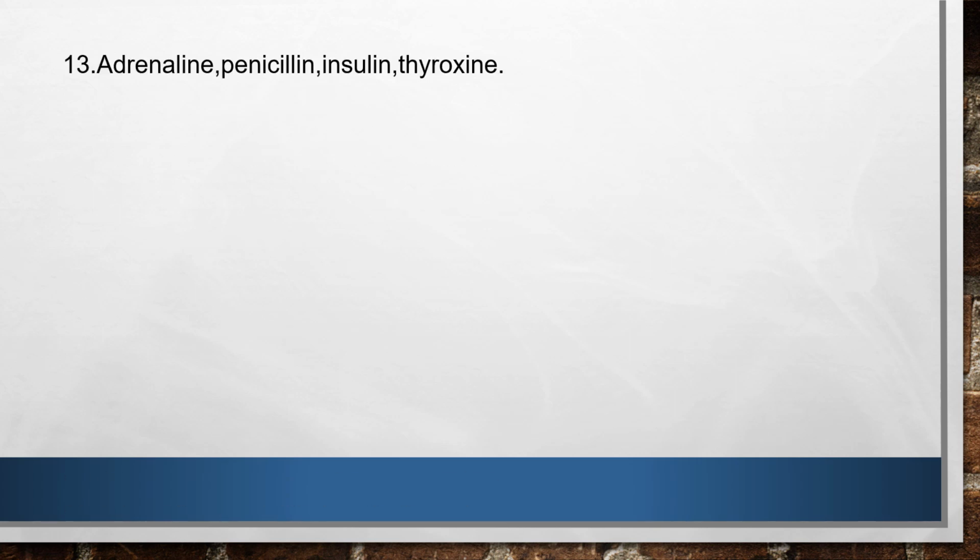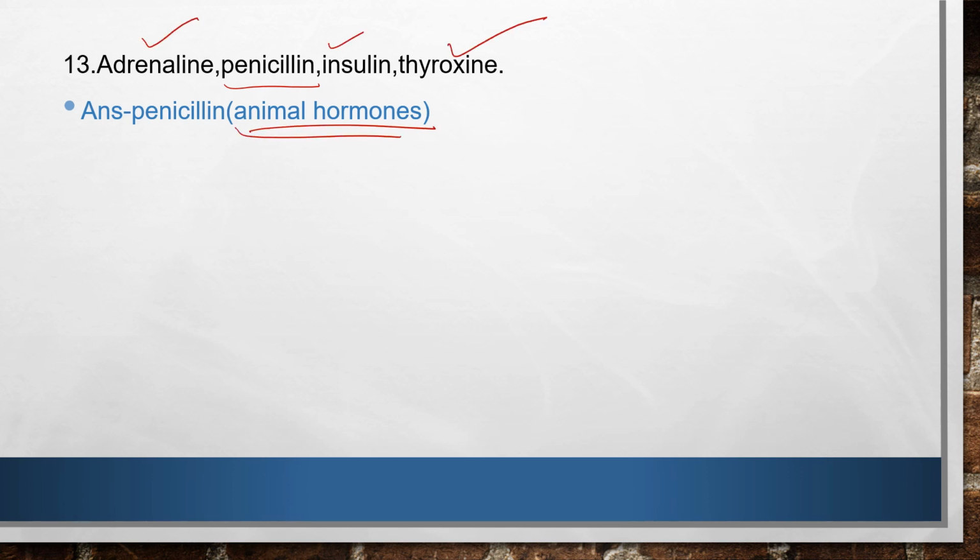Now here comes the first one: adrenaline, penicillin, insulin and thyroxine. So which one is the odd one out here? Penicillin is the odd one out because the other three, adrenaline, insulin and thyroxine, are all animal hormones, and penicillin is not an animal hormone.